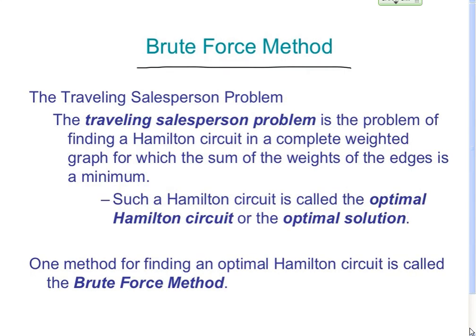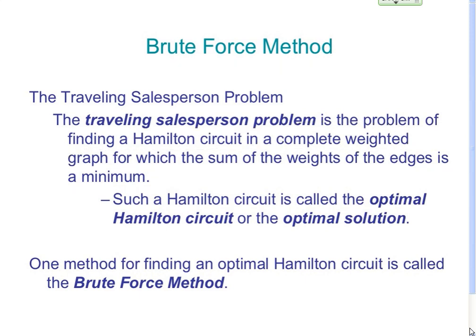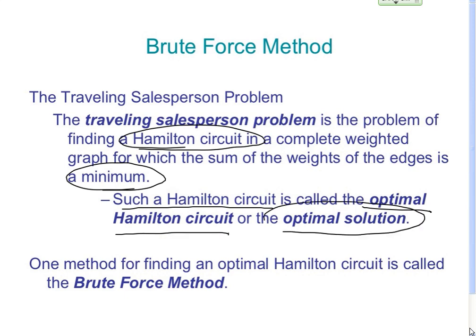The traveling salesperson problem is the problem of finding a Hamilton circuit in a complete weighted graph for which the sum of the weights of the edges is a minimum. If I'm going to be sending salesmen out to different cities, I want to pay the least amount of airfare. So we're trying to find the minimum cost for the Hamilton circuit. This Hamilton circuit is called the optimal Hamilton circuit or the optimal solution.